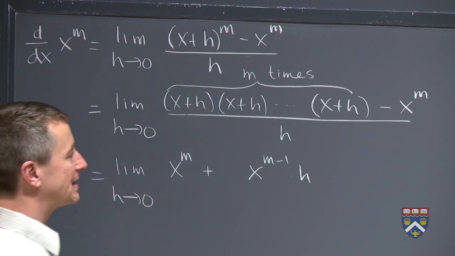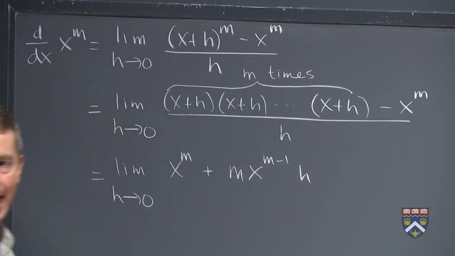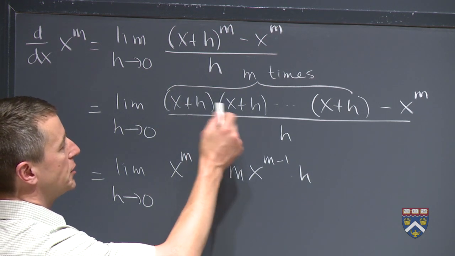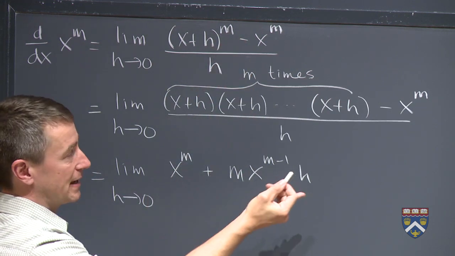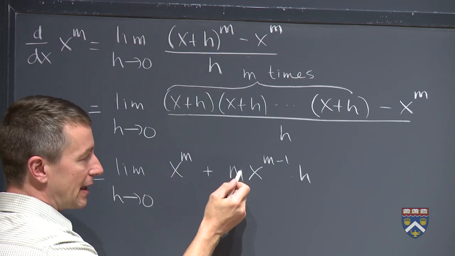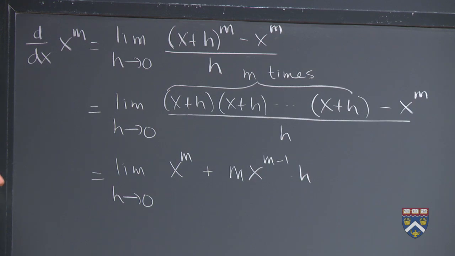So what that means is that there are m ways to choose exactly one h and all the rest of them x's. And if you think back to your experience in multiplying out quadratics and cubics, that's what you see. When you do x plus h squared, you get x squared plus what? 2xh. When you do x plus h cubed, you get x cubed plus what? 3x squared h. So this agrees with what we've seen before.